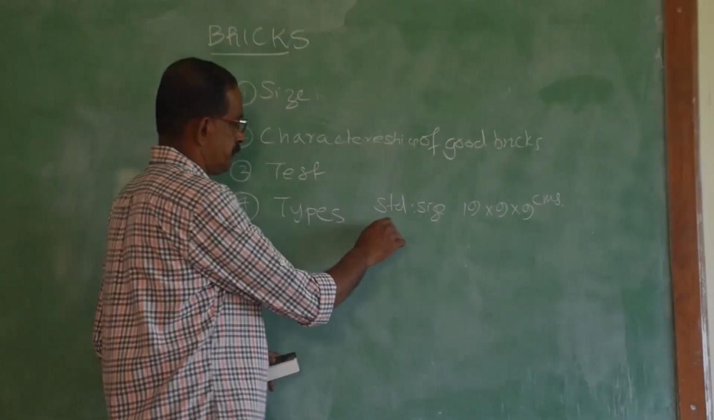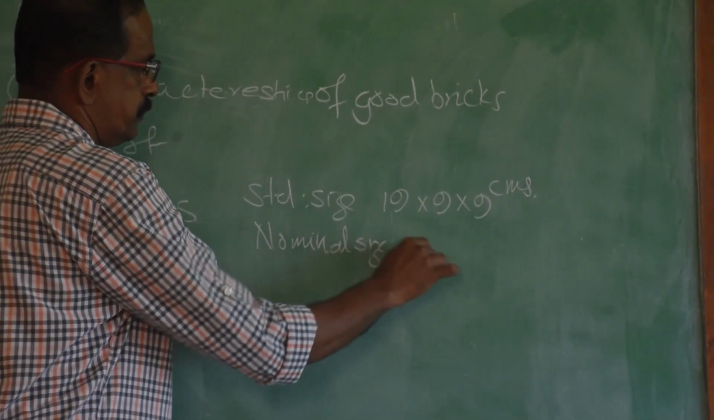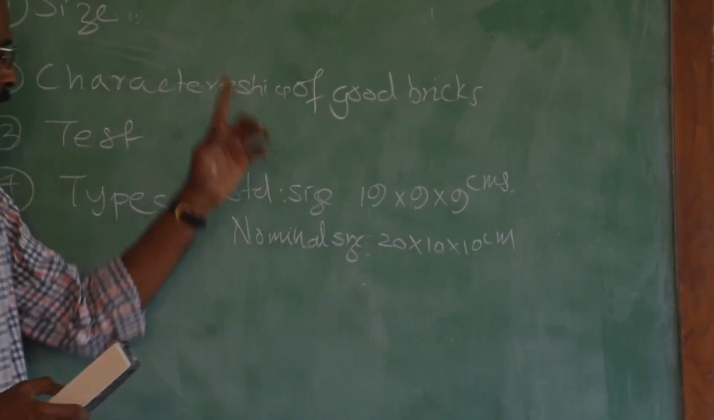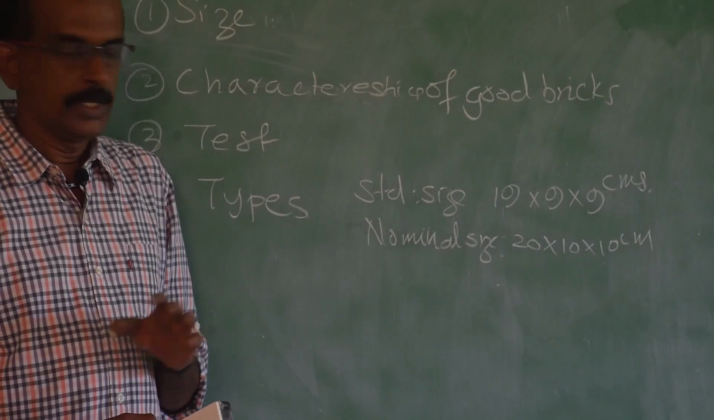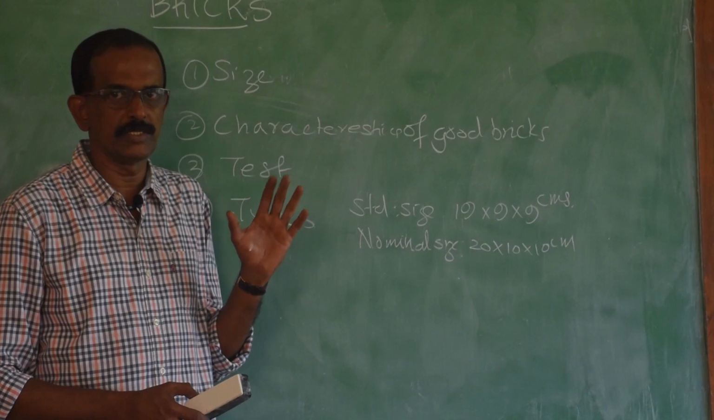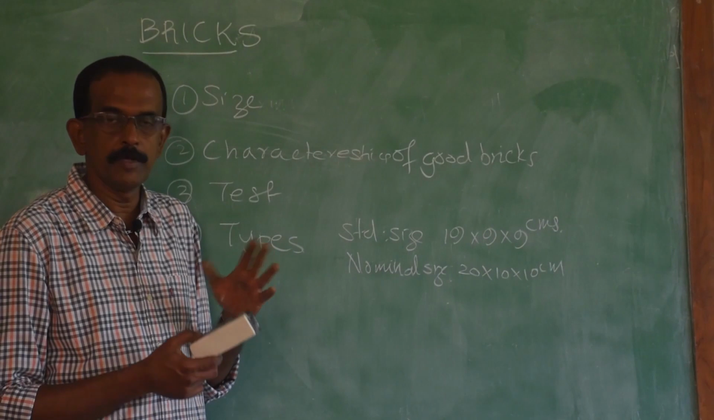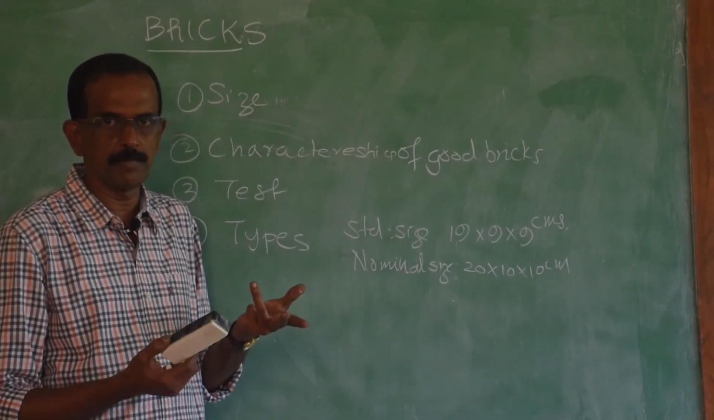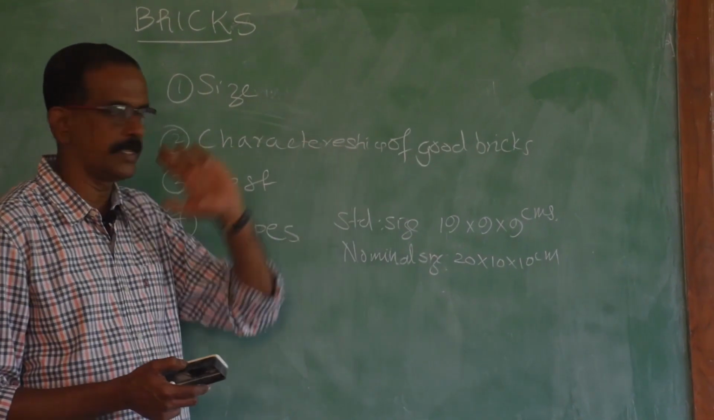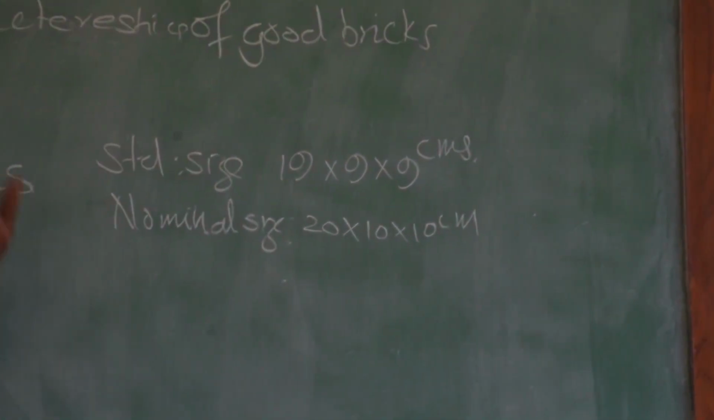Nominal size is 20 by 10 by 10 centimeters. What is the difference between standard size and nominal size? Nominal size means the size after arranging the bricks in the proper position, that is, after the construction. That means in between the bricks, cement mortar also comes, that is cement plus sand plus water mixture. So, this includes that thickness also. So, standard size is taken as 19 by 9 by 9 centimeters, nominal size is 20 by 10 by 10 centimeters.